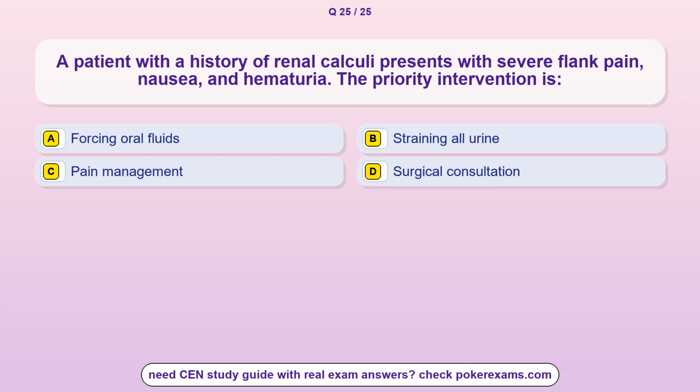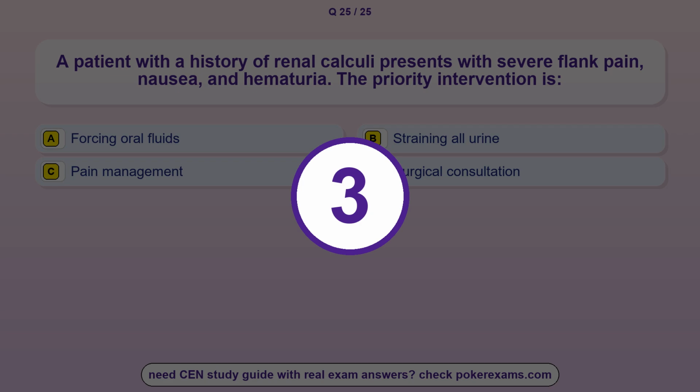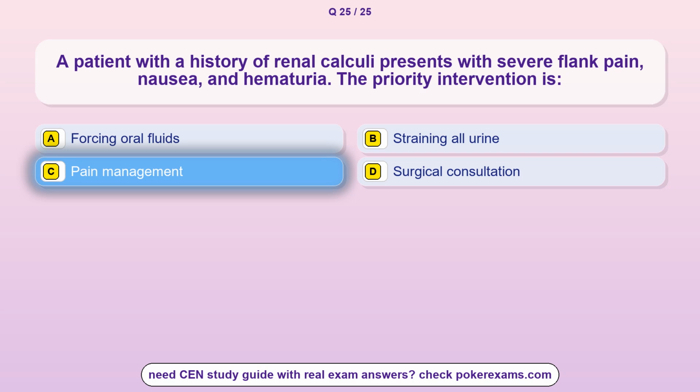Question 25. A patient with a history of renal calculi presents with severe flank pain, nausea, and hematuria. The priority intervention is option A, forcing oral fluids. Option B, straining all urine. Option C, pain management. Option D, surgical consultation. The correct answer is option C, pain management.